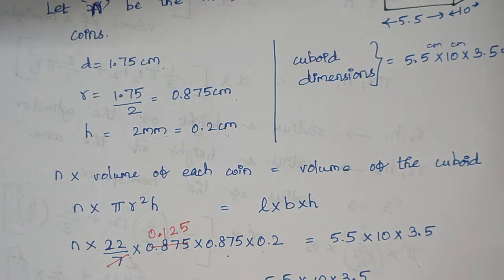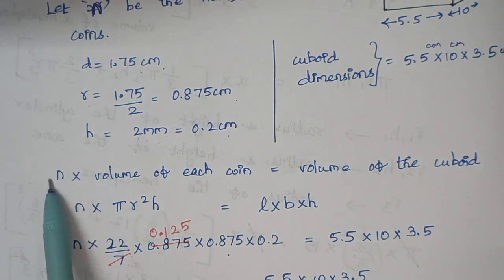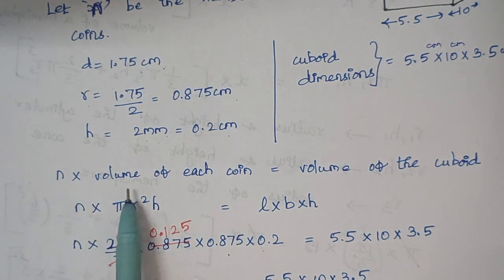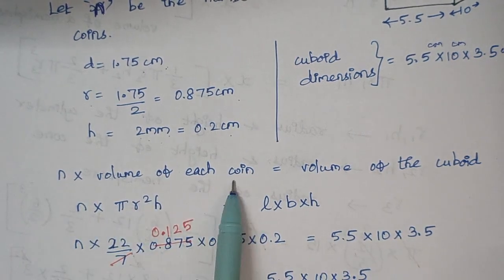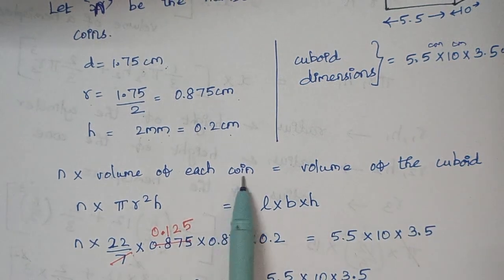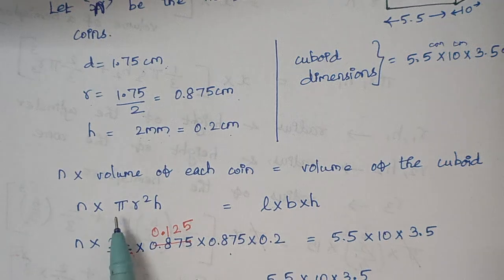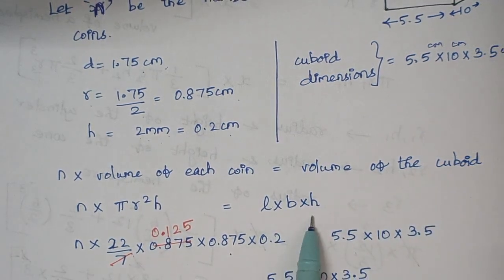We don't know how many coins we need, so I am writing it as n. Here n may be 10 or 50 or 20, whatever it may be. So n represents the number of coins, multiplied by volume of each coin so that we get the total volume, equal to volume of the cuboid. Again the coin represents a cylinder, so the formula is pi r square h, and volume of the cuboid is L into B into h.